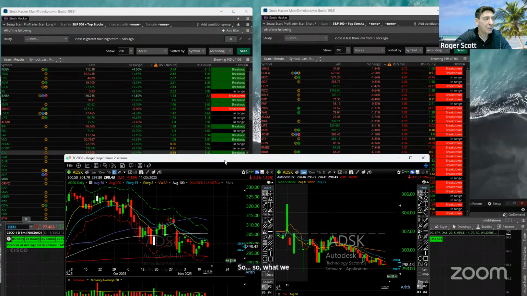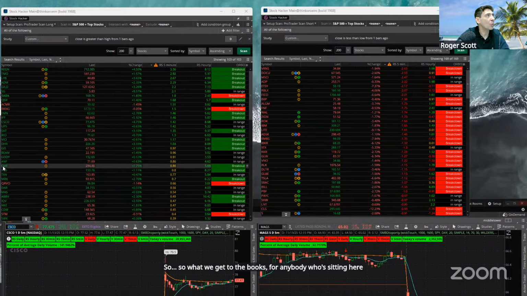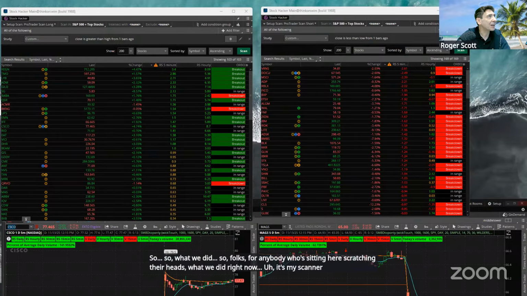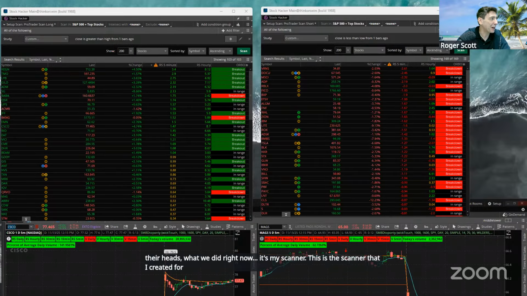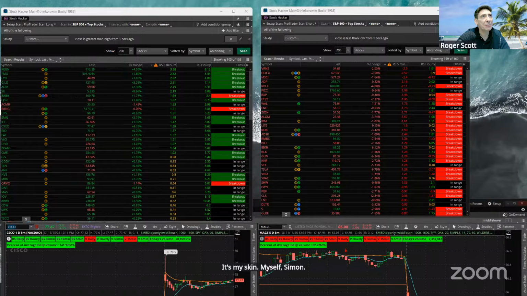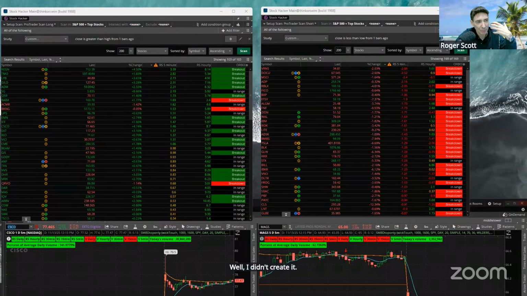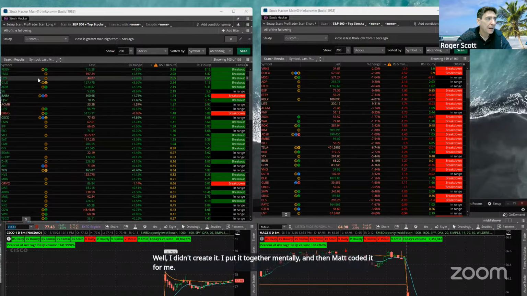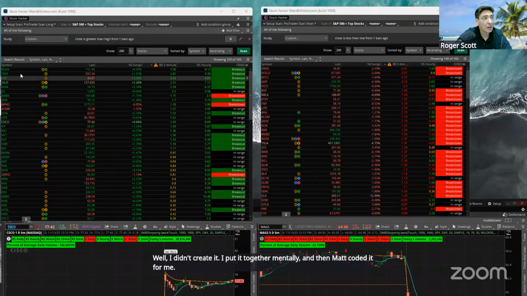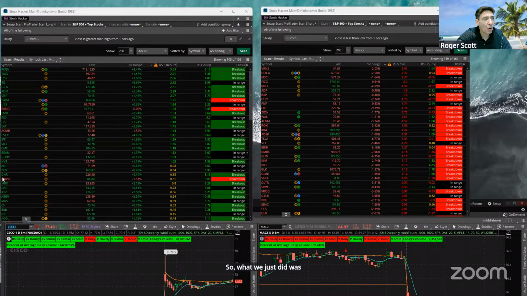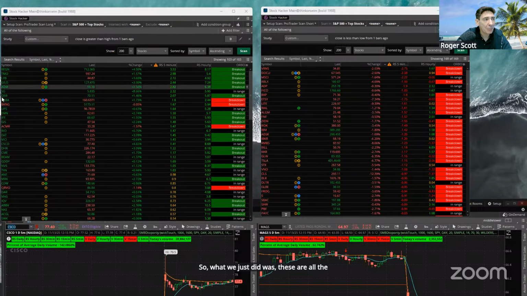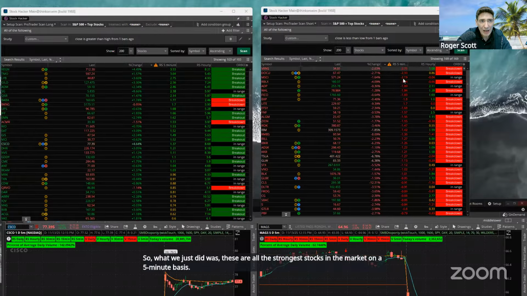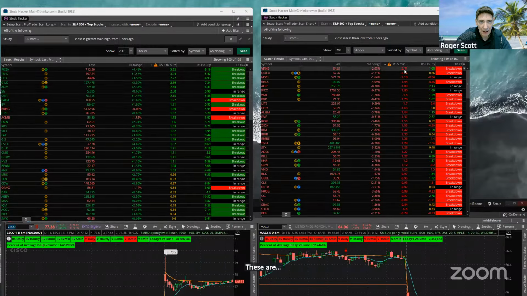So folks, for anybody who's sitting here scratching their heads, what we did right now: it's my scanner. This is the scanner that I created for myself. Well, I didn't create it. I put it together mentally, and then Matt coded it for me. What we just did was, these are all the strongest stocks in the market on a 5-minute basis. These are the weakest stocks in the market on a relative basis.